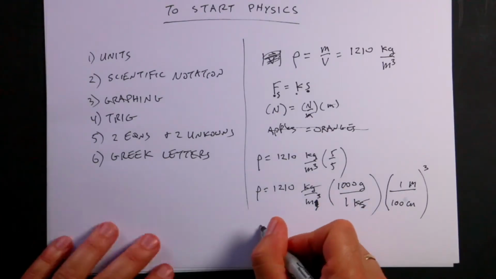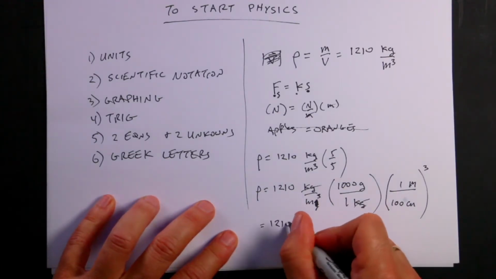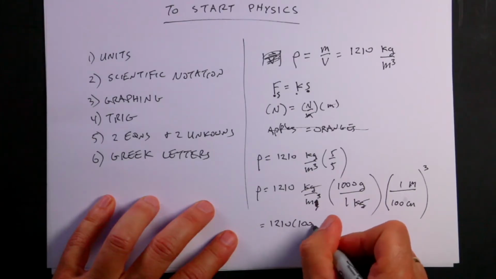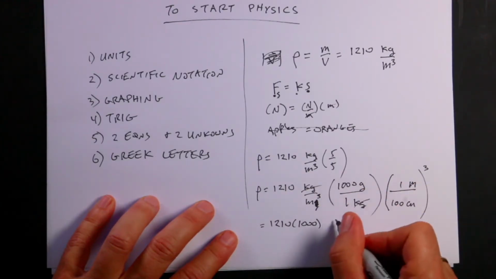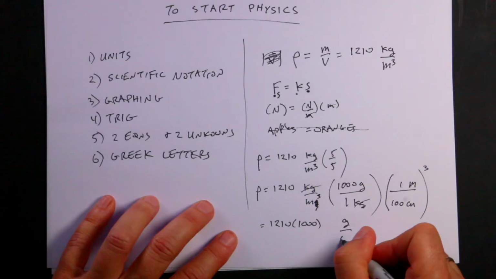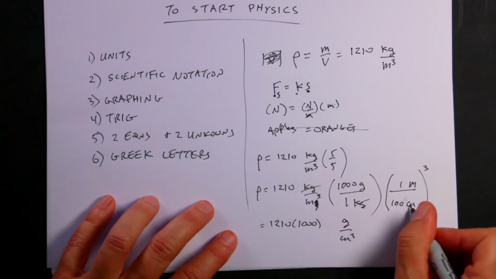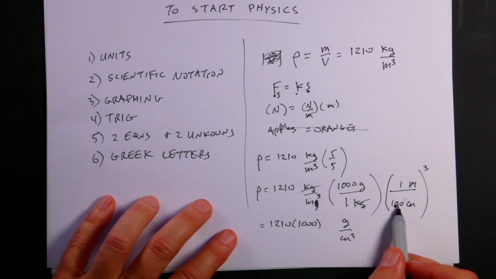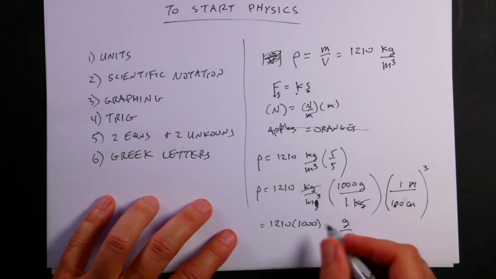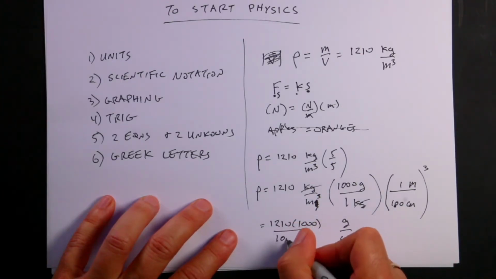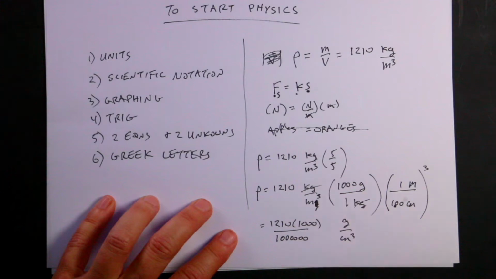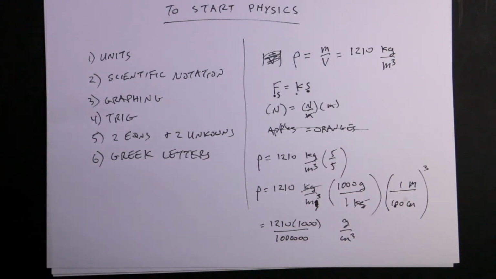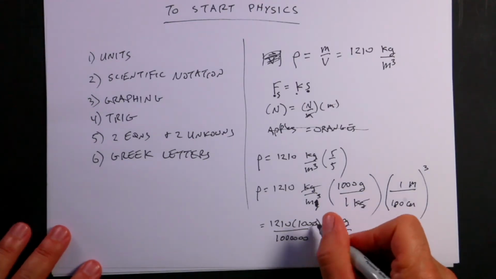So if I do that, let's write this out. I get 1210 times 1,000. And then this is going to be grams per centimeter cubed, because the centimeter cubed is going to be down there and the meters cubed is going to cancel. But now I have 100 times 100 times 100, so I'm going to get 6 zeros here, right? So this is going to be over 1, 2, 3, 4, 5, 6. Now you think, oh, I have to put that in my calculator. Well, you can, but you don't have to, because I can start canceling zeros.